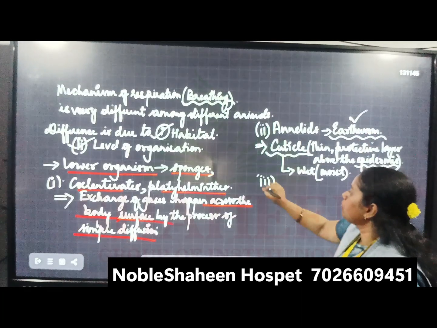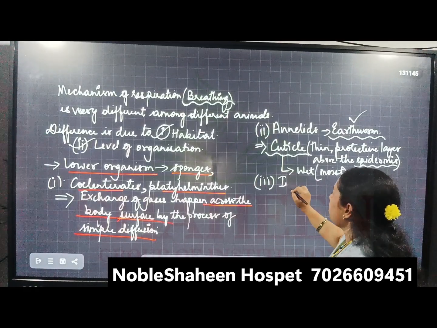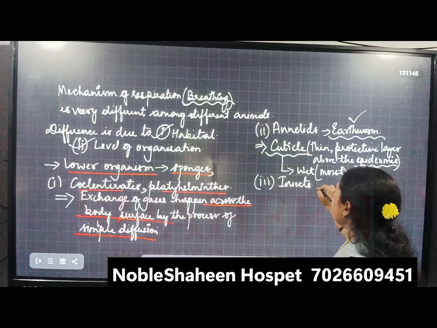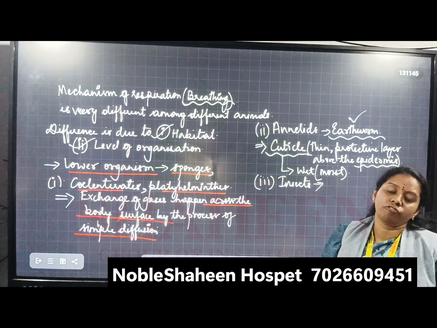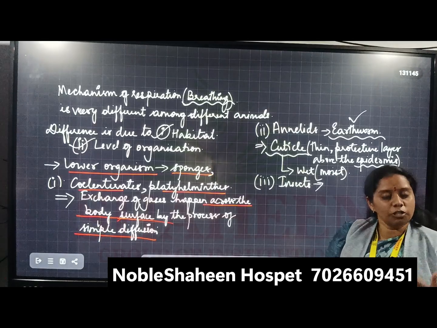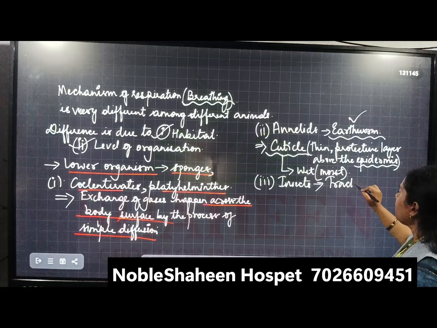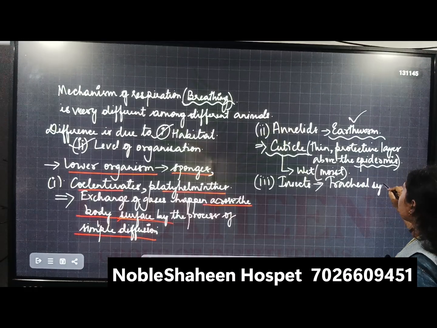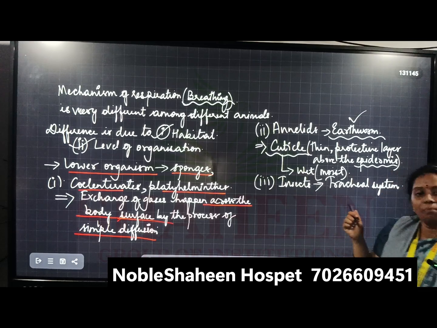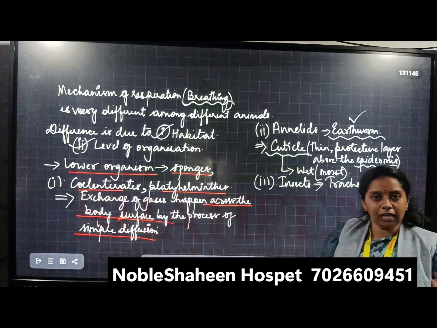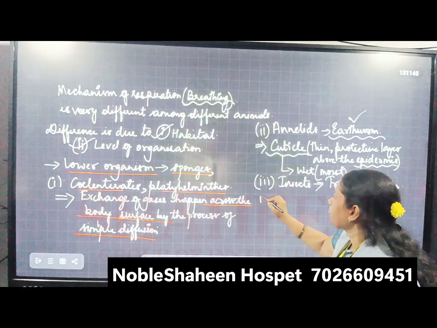Next, if we are coming to the category of arthropods like insects, especially in the case of insects, we all know that they have a lot of network of tubes which are called as the tracheal tubes. So here in the case of insects, it is the tracheal system which is helping them in exchange of gases. Regarding this, we might have learned in detail under the concept of cockroach. So this is in the case of insects.